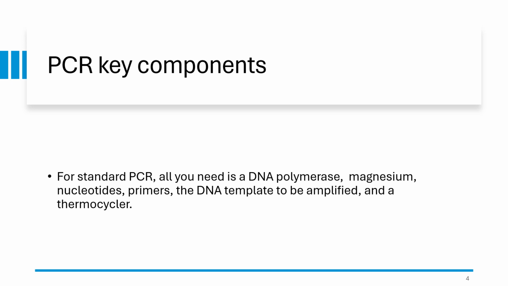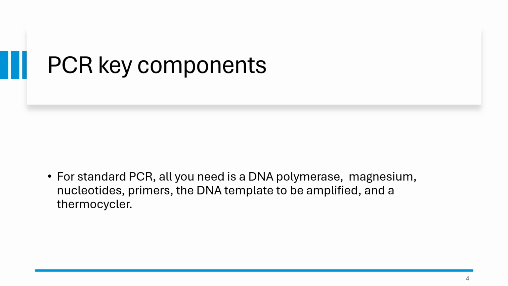Magnesium ions. Magnesium ions are cofactors required by DNA polymerase for its enzymatic activity. They stabilize the DNA polymerase-DNA complex and facilitate nucleotide addition. dNTPs, or nucleotides. Nucleotides, also known as deoxynucleoside triphosphates, are the building blocks of DNA. They consist of adenine, thymine, cytosine, and guanine.